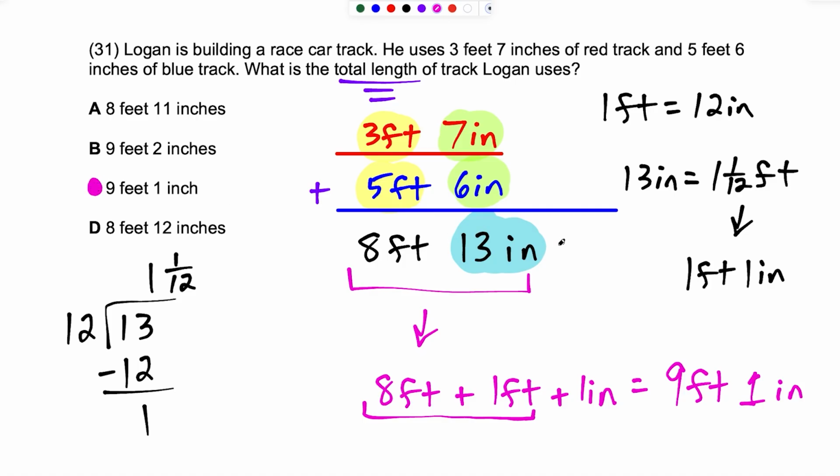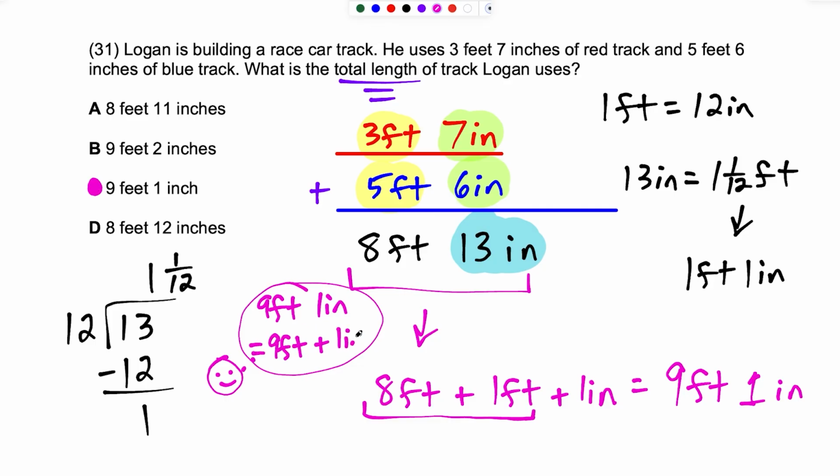Now, one thing I want to point out is when we say 9 feet, 1 inch, that's the same thing. So I'm just going to point this out over here. So 9 feet, 1 inch. That's the same exact thing as saying 9 feet plus 1 inch. Okay, because if, let's say, well, how about we use someone's height? Let's say somebody was, I don't know, 5 feet, 3 inches tall.